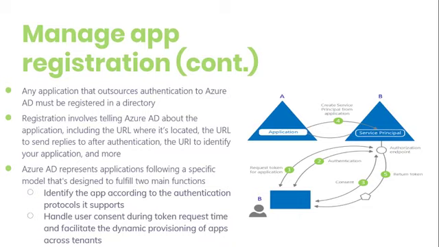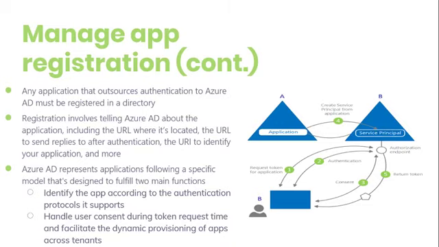Hold all the data for deciding what resources an app might need to access and whether a given request should be fulfilled and under what circumstances. Provide the infrastructure for implementing app provisioning within the app developer's tenant and to any other Azure AD tenant. The second one: handle user consent during token request time and facilitate the dynamic provisioning of apps across tenants.